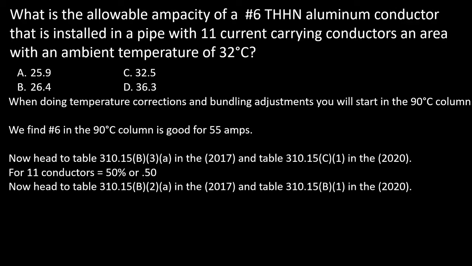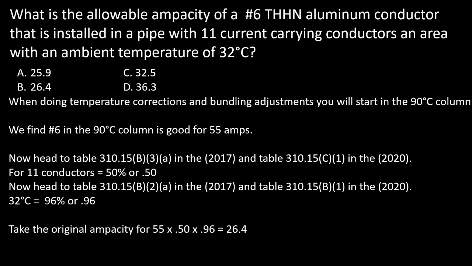Now we're going to do our temperature corrections. We find out that for 32 degrees C, it's 96% or 0.96. Now we bear the math out. We take 55 amps multiplied by 0.50 multiplied by 0.96, and that's going to give us a new allowable ampacity of 26.4. And we select B.